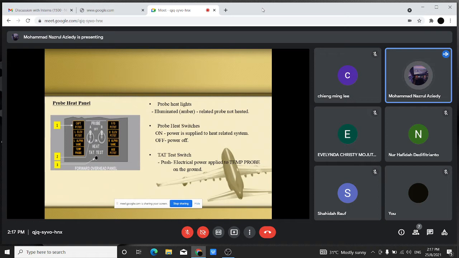So this is the probe heat panel. If the probe heat light is illuminated, it means the probe is not heated. And number two, it is the probe heat switches. If the switch is on, it means power is applied to the heat-related system, and if it is off, the power is off. And this is the third, the test. If we push, it means electrical power is applied to the temperature probe on the ground. The temperature probe is a type of sensor which is used to measure temperature. It measures the change in resistance of the given medium, which is solid, liquid or gas, and converts it into a usable format.